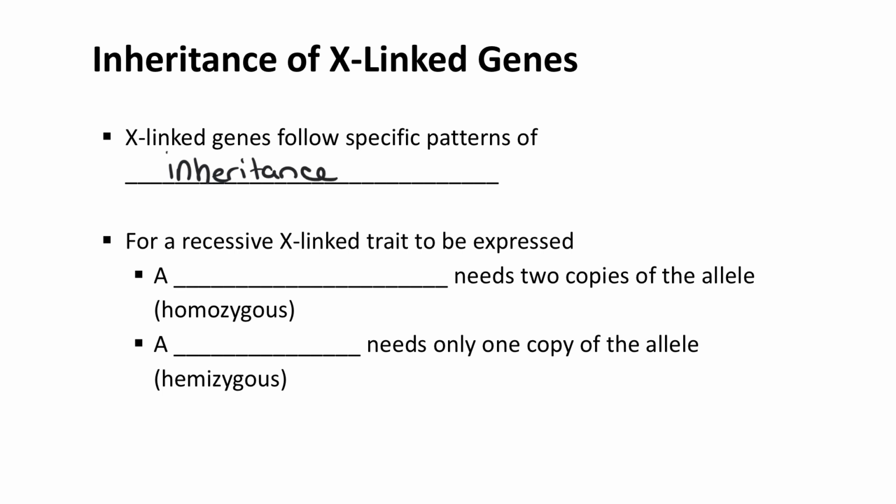For a recessive X-linked trait to be expressed, a female is going to need 2 copies of the allele, so the female would have to be homozygous for that allele, and a male only needs 1 copy of the allele, so he is referred to as hemizygous. So in order for these X-linked genes to be shown in the female, a female would need 2 copies of the allele, so both X's would have to have the copies of the allele, whereas the male only needs 1 copy of the allele in the X chromosome.